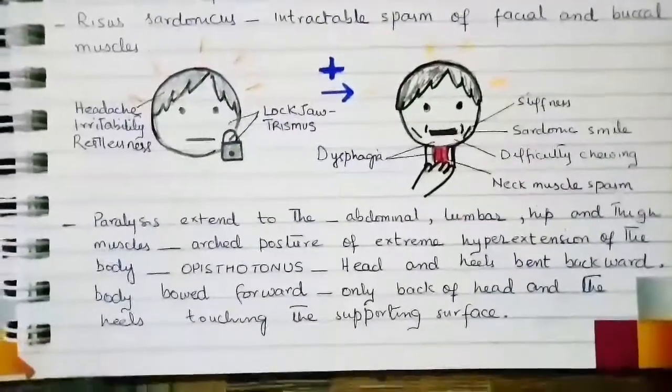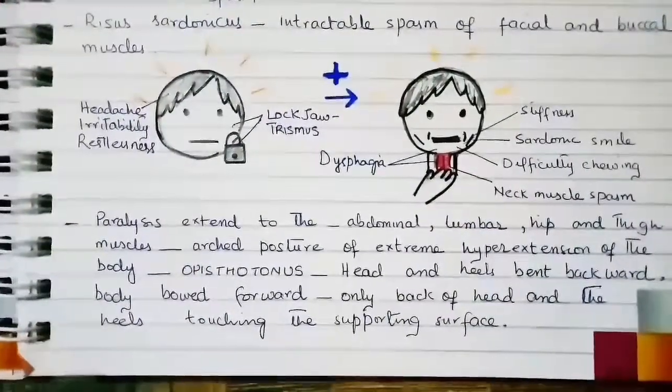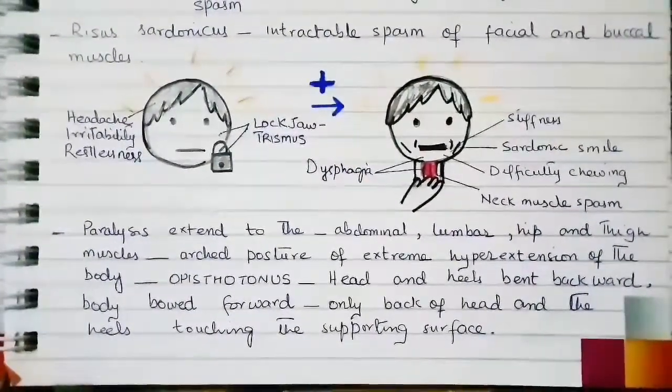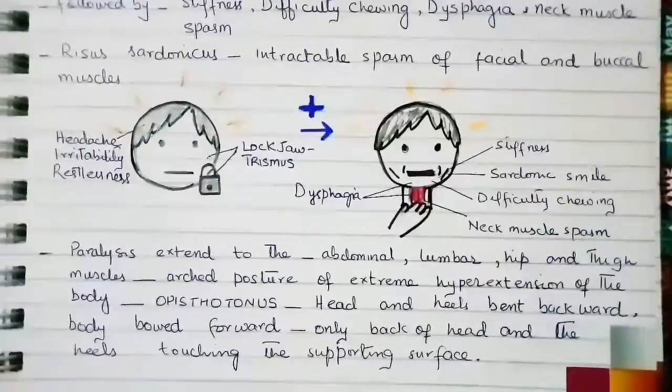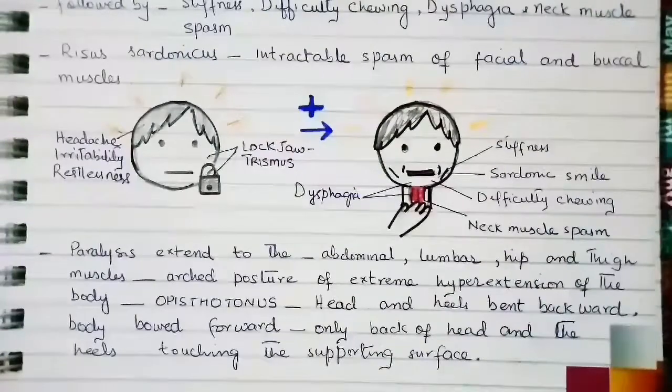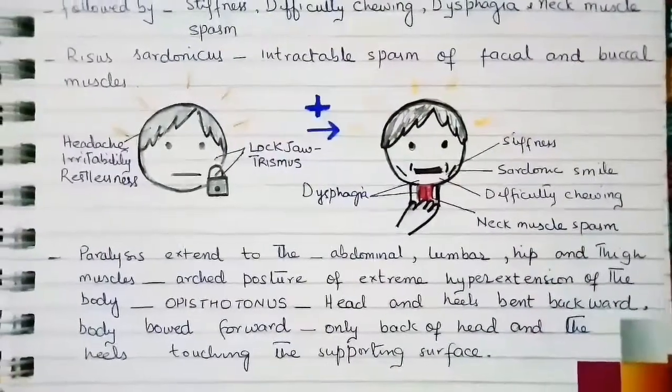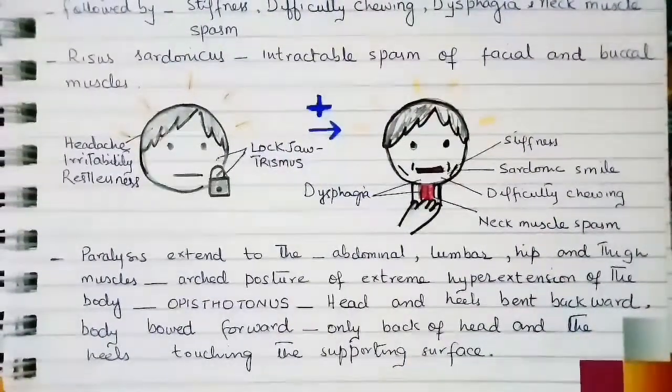Patients with generalized tetanus usually present with trismus or lockjaw. This is due to masseter muscle spasm. Early symptoms include headache, irritability, and restlessness, followed by stiffness, difficulty chewing, dysphagia, and neck muscle spasm. Child has a sardonic smile, risus sardonicus. This is due to intractable spasm of facial and buccal muscles.